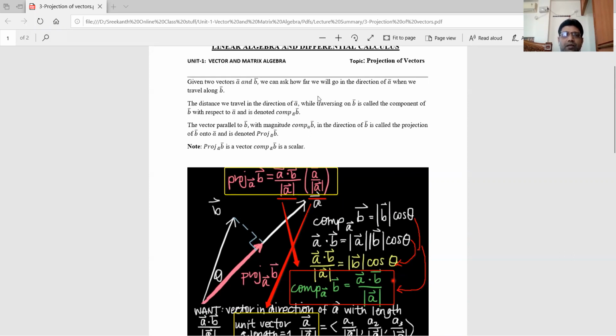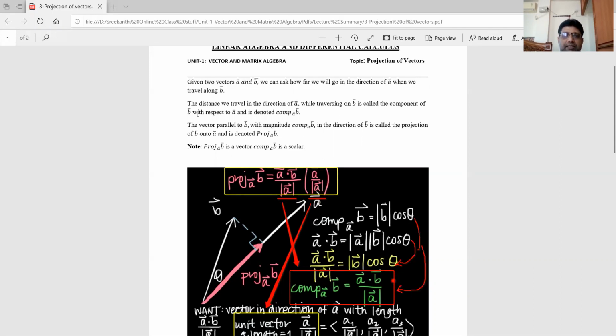Now the question is, suppose I am traveling on this vector B bar. Then I want to know how much distance I traveled along this vector A bar. I am not traveling along A bar. I am traveling along the vector B bar and I want to know how much distance I have traveled on this vector A bar. So the distance we travel in the direction of A bar while traversing on B bar is called the component of B bar with respect to A bar.